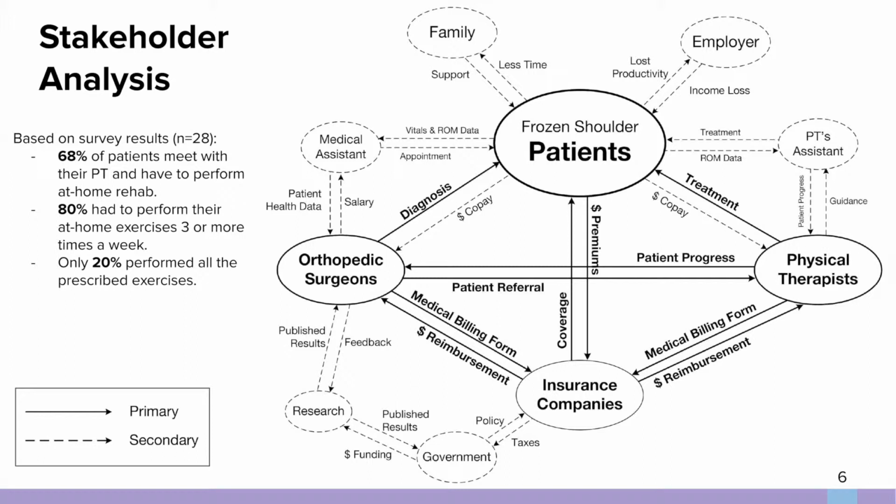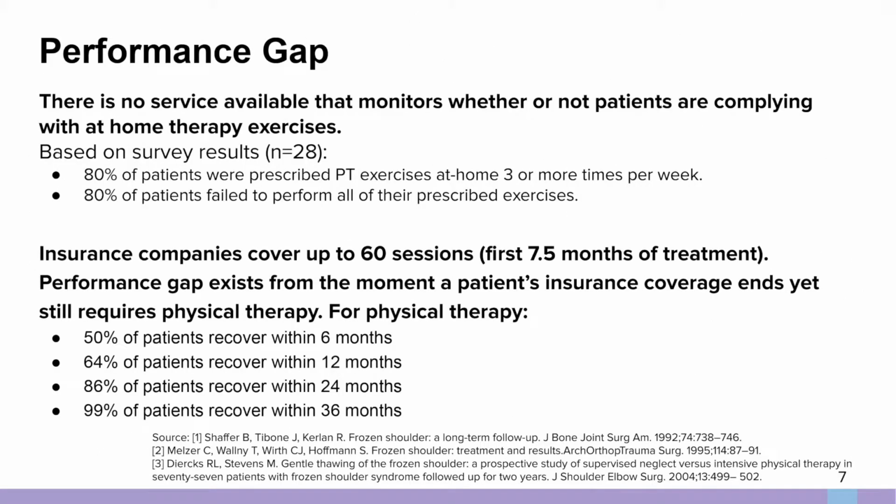Insurance companies are also another stakeholder in the system. They are primarily motivated by profits, which means they often want the patient to start with the most inexpensive treatment option possible, which might not necessarily be the most effective one. Furthermore, they provide limited coverage and only cover the first 60 sessions, and even then the patient is still responsible for their copay. From our stakeholder analysis, we identified 2 performance gaps.